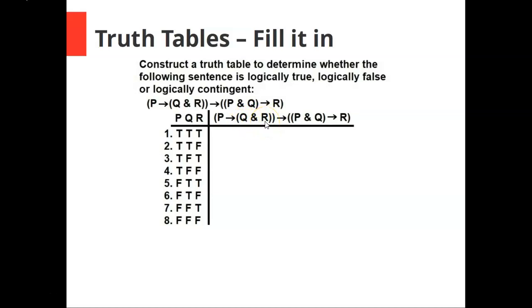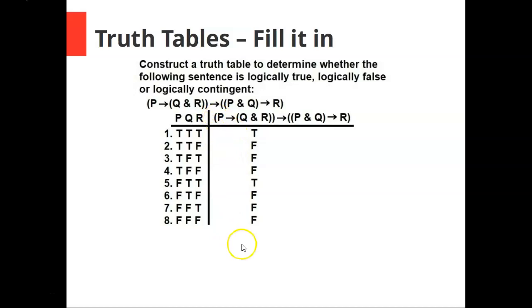If either one of them is false, it is false. So if you look over here, Q and R, on line 1, they're both true. On line 5, they're both true. So you have T, F, F, F, T, F, F, F. Because in every other line, at least one of them is false. Now we can fill in the column for this conditional.